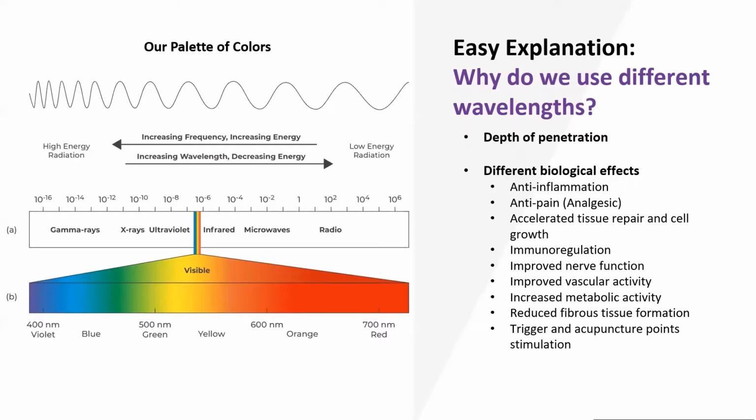We're going to accelerate tissue repair, cell growth, and uptake in immunoregulation, and improve nerve function, vascular activity, and metabolic activity. We're going to reduce the fibrous tissue formation, get rid of those scars, whether those scars are from surgery, cuts, burns, whatever the case may be, and of course, trigger point and acupuncture point stimulation.